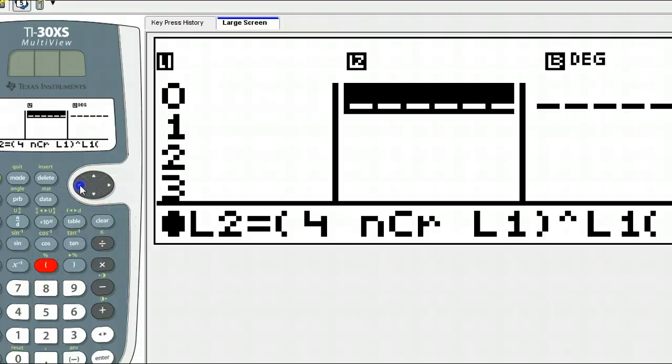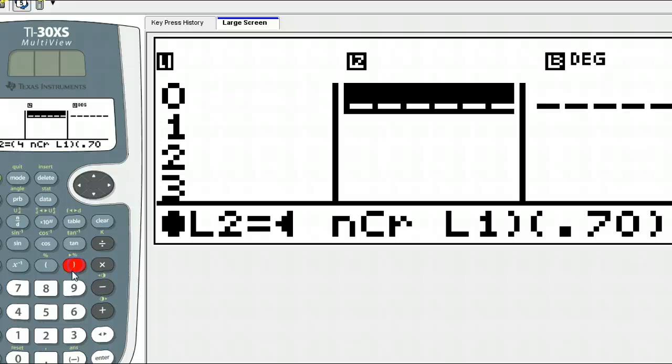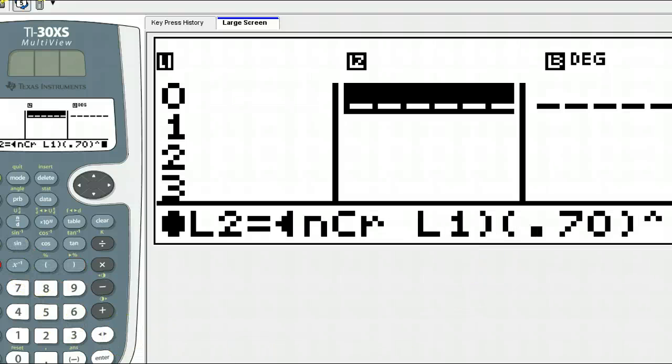No, I lied. I'm messing up. Sorry, the 4 choose list 1. That's done. Now we need the probability of success, so 0.70. The combo here doesn't get a power, so we have 0.70, and then we'll do to the power of list 1.